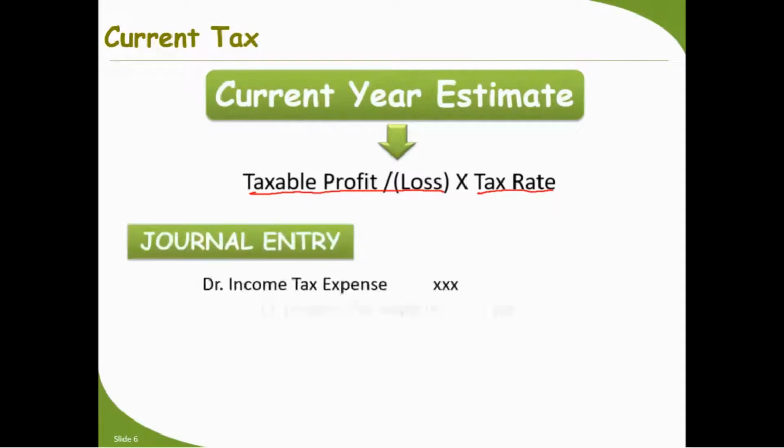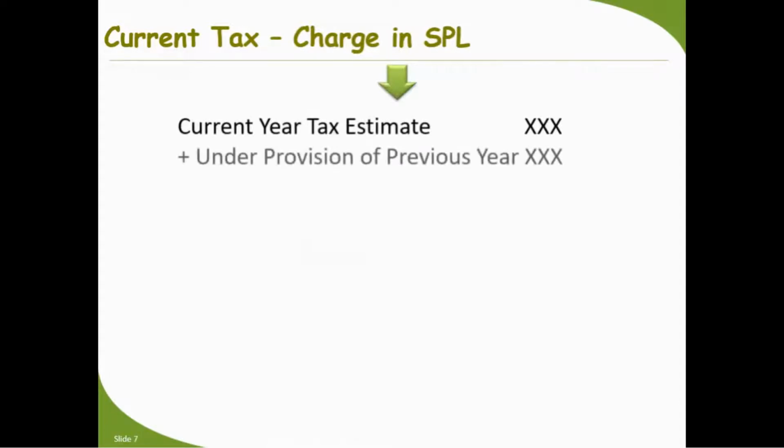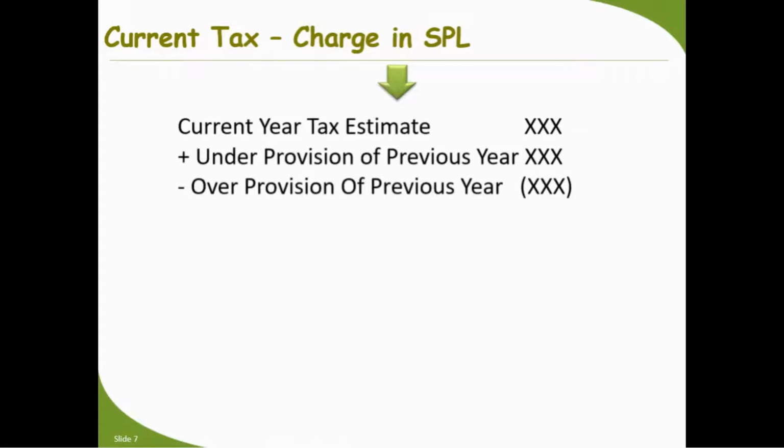What is the journal entry? Debit income tax expense, an increase in expense; credit tax liability, income tax payable. And keep in mind, this income tax payable will always be a current liability. Then how will this be charged in your statement of profit and loss? Current year tax estimate plus under provision of the previous year minus over provision of the previous year.